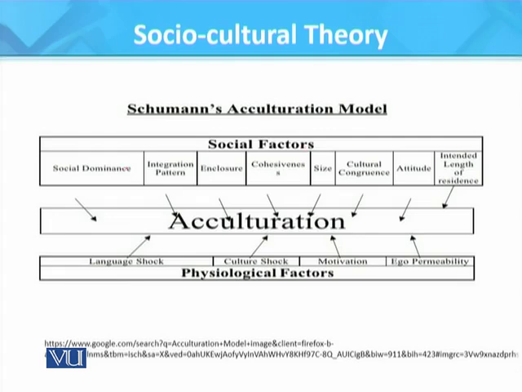As far as the social factors are concerned, number one is social dominance. What do we mean by social dominance here? It is the dominance of the target language group in which the second language learner is moving to develop certain language skills, with that group being stronger politically, culturally, technically, or economically.